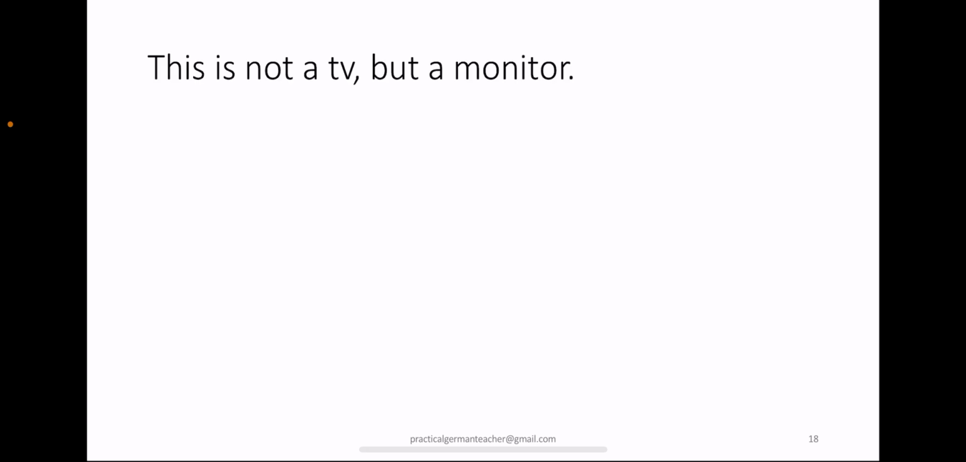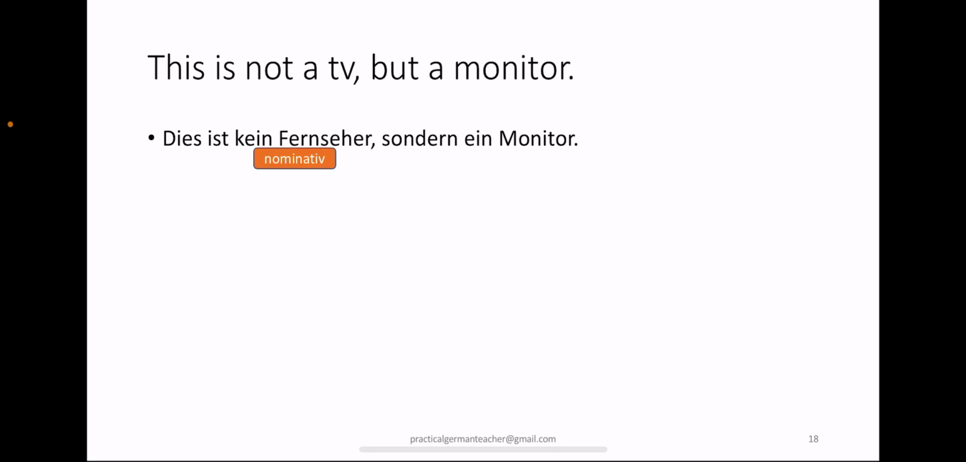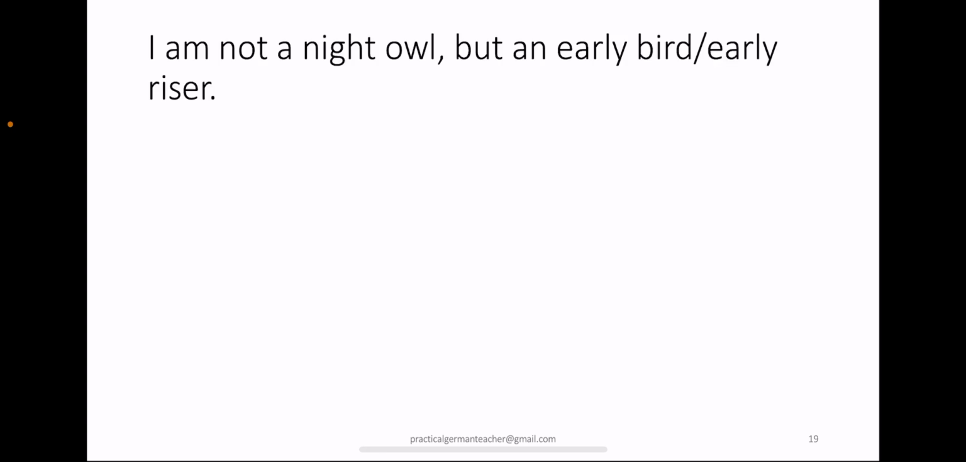Okay. Then, this is not a TV but a monitor. Again, another example of not A but B. So the correct conjunction is sondern. Dies ist kein Fernseher, sondern ein Monitor. Again, what comes after ist or sein is nominative. This is also nominative. Alright.